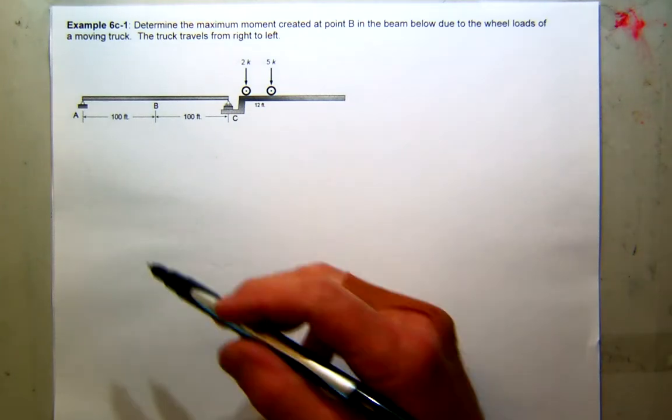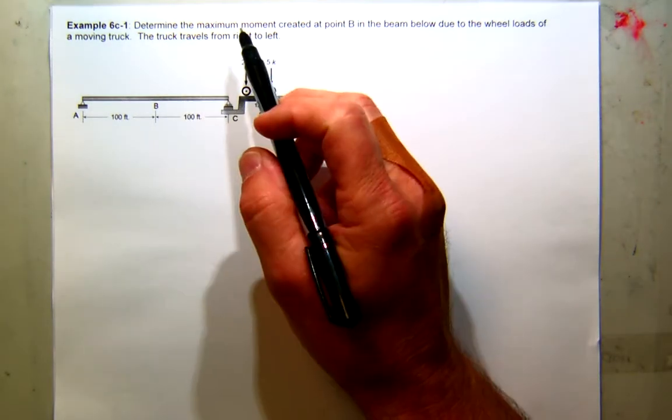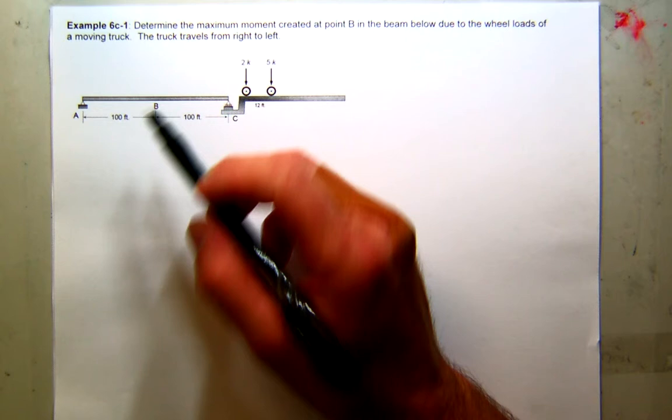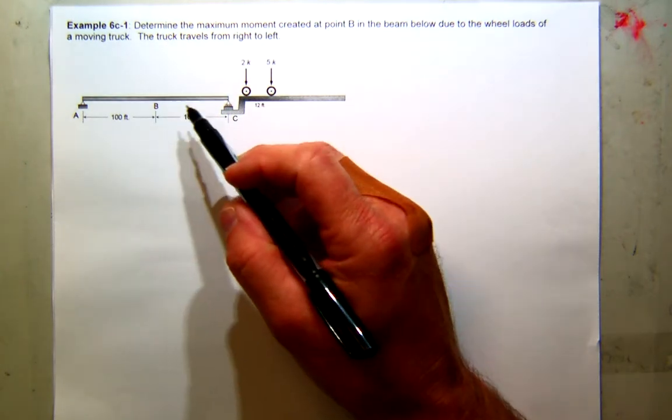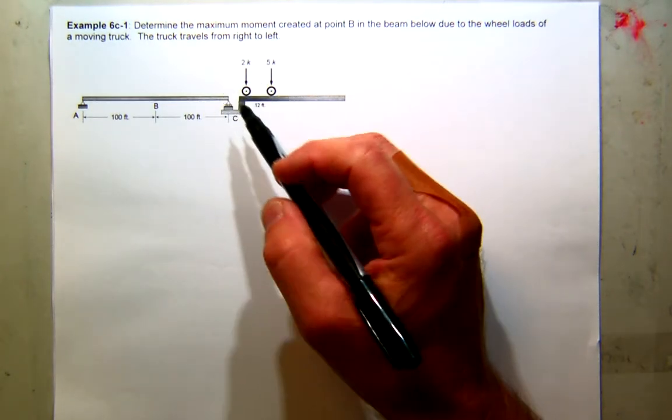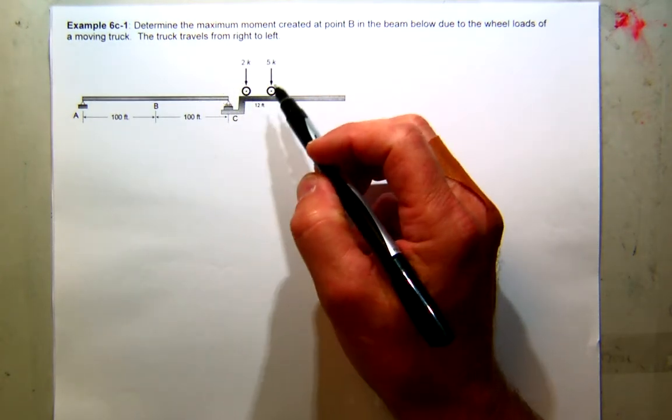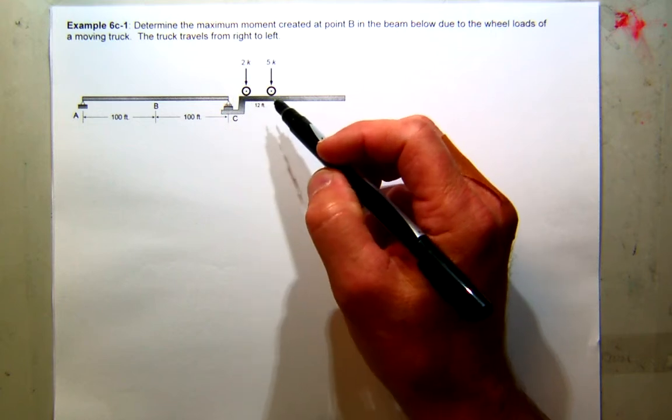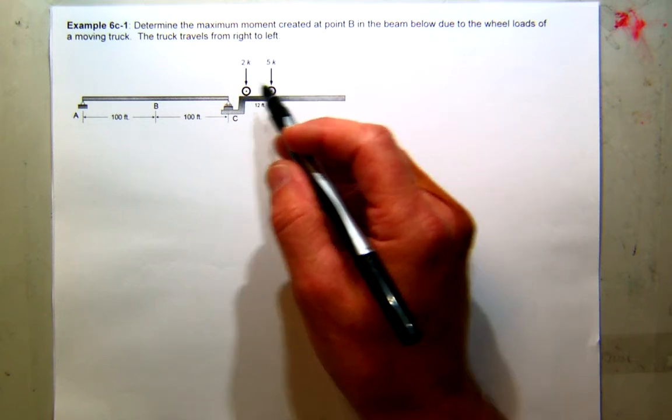All right, so here we're going to work a problem. We want to determine the maximum moment created at B, which just happens to be right in the middle of the beam. And it's going to be due to this very simple little wheel load. Maybe this is a truck or a cart of some kind. And it's on the right side of the structure and it's traveling to the left.